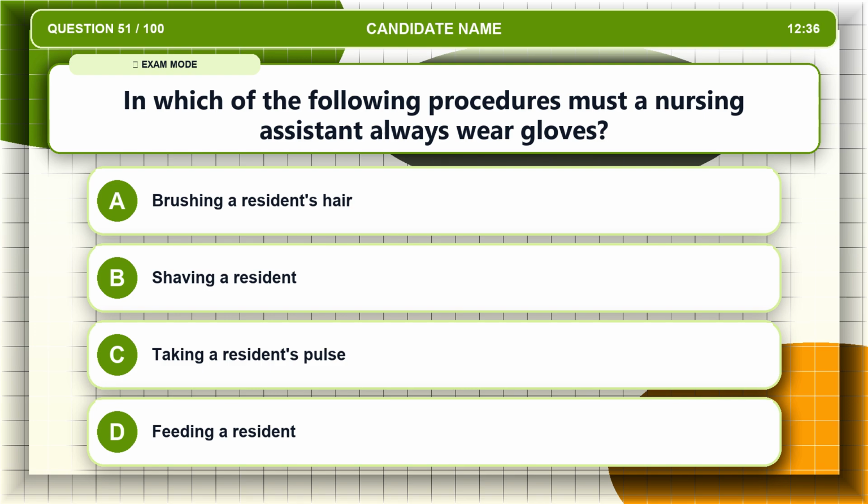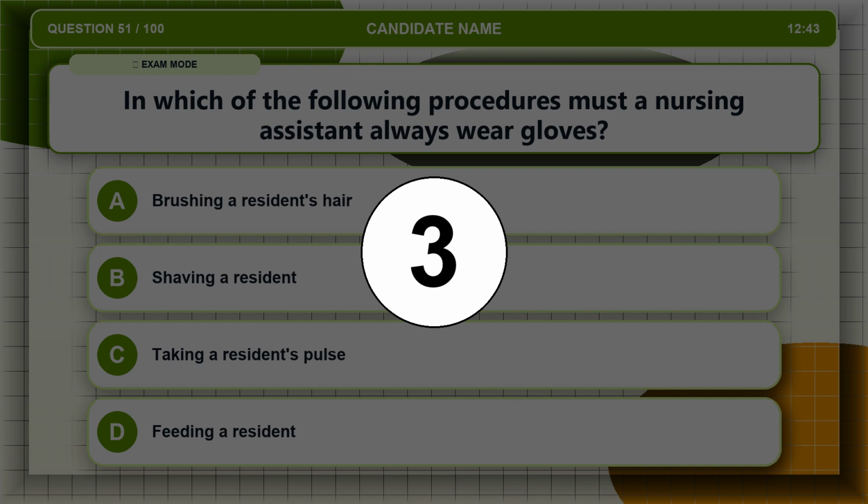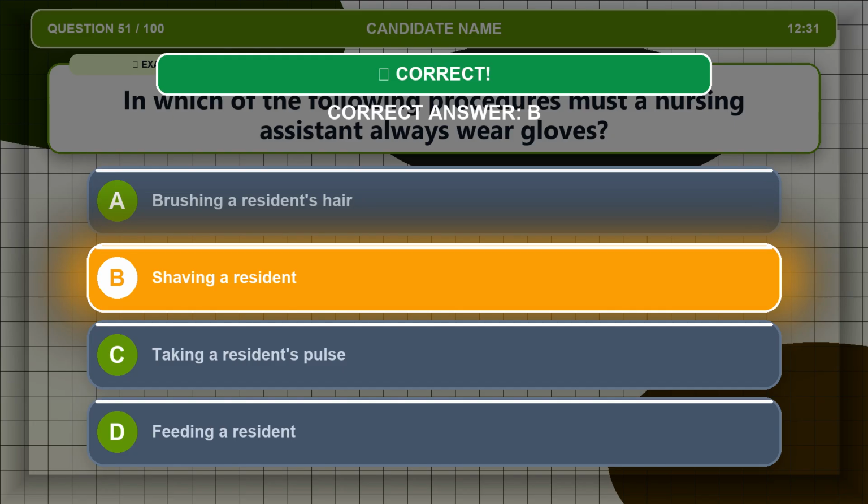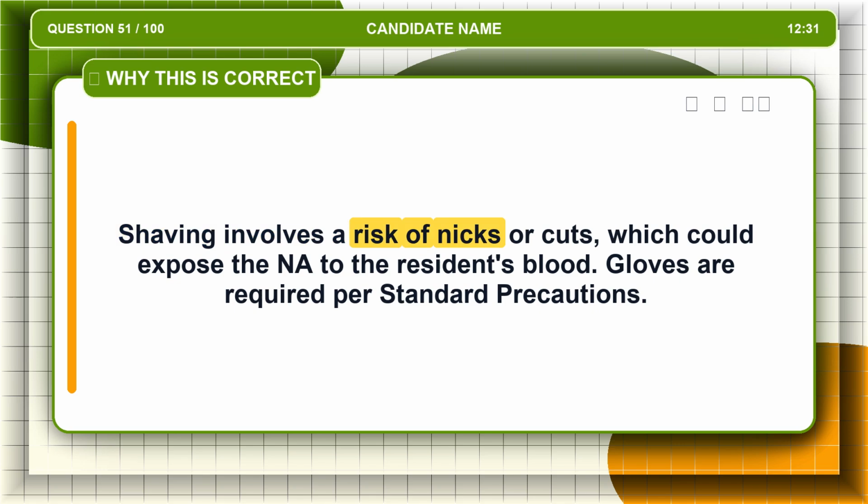Question 51. In which of the following procedures must a nursing assistant always wear gloves? Option A, brushing a resident's hair. Option B, shaving a resident. Option C, taking a resident's pulse. Option D, feeding a resident. The correct answer is option B, shaving a resident. Shaving involves a risk of nicks or cuts, which could expose the NA to the resident's blood. Gloves are required per standard precautions.